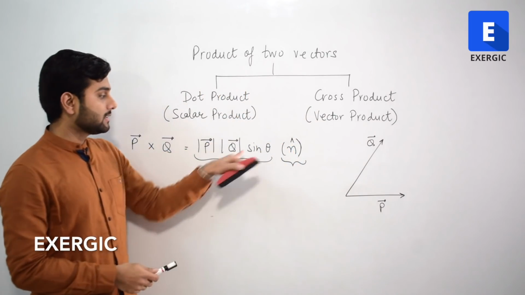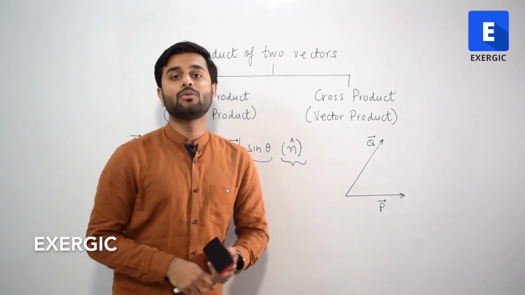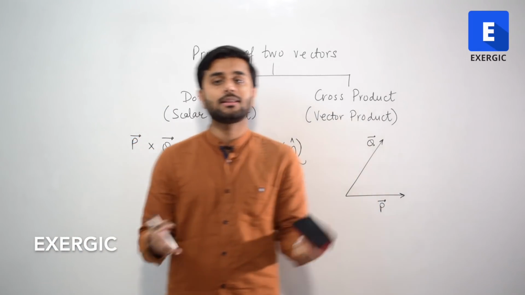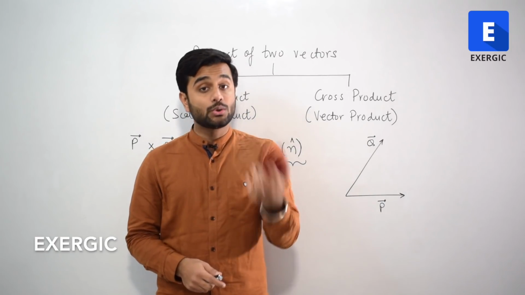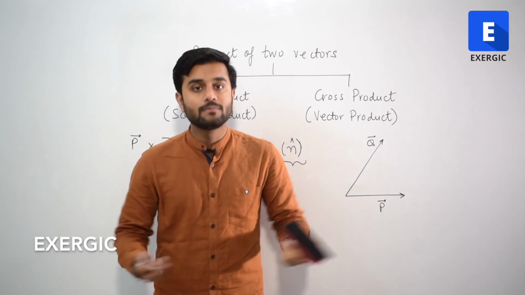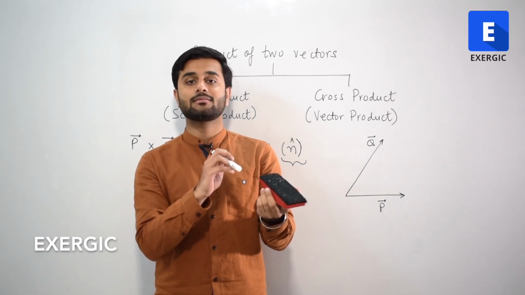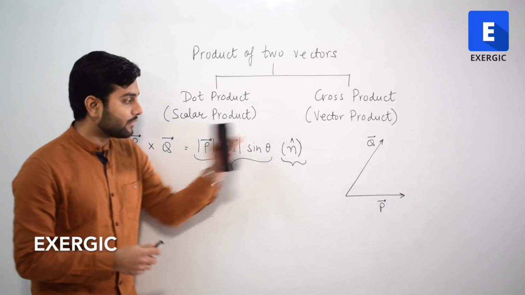When sine theta is 0, then the cross product will be 0. So you can say that when two vectors are in the same direction, their cross product is 0. So the cross product is again a tool to determine whether two vectors are in the same direction or not, or maybe in the opposite direction. Sine 180 is also 0, right? So this is what we have now.